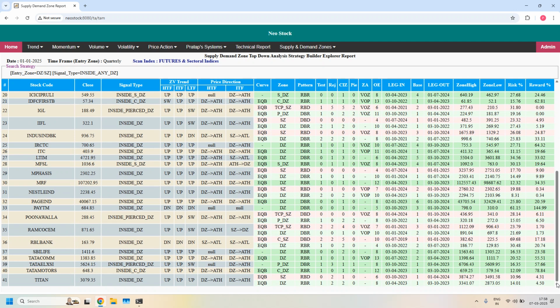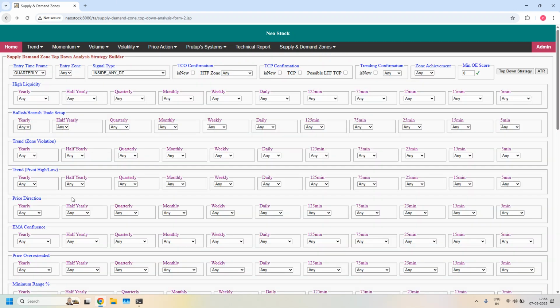We can further filter this list by setting EMA Confluence on the quarterly demand zone. So let's add that filter. In the EMA Confluence at a quarterly time frame, I am setting the filter: quarterly demand zone having quarterly EMA Confluence or not. And also while setting the EMA Confluence, trend on the quarterly should be either up or down, but not sideways. Because if the trend is already sideways, EMA Confluence does not give any advantage.